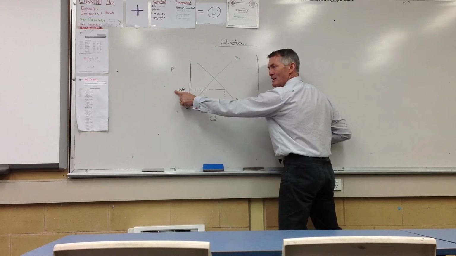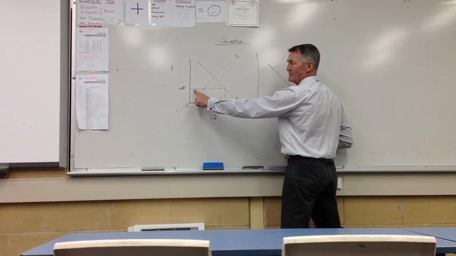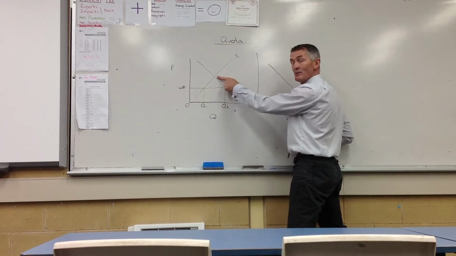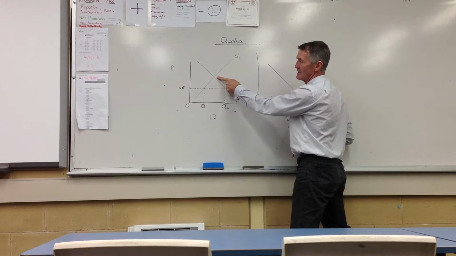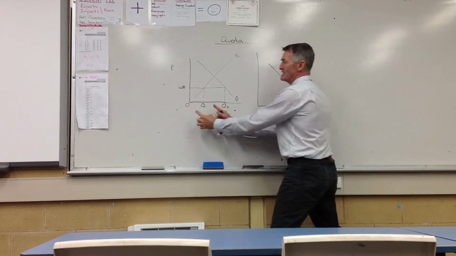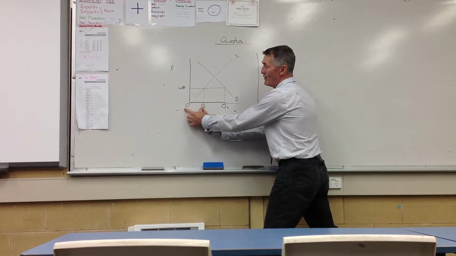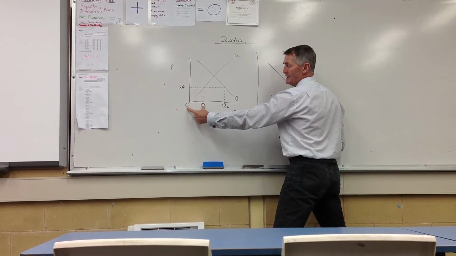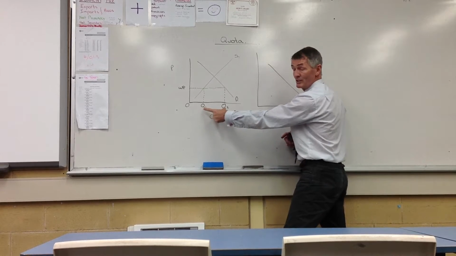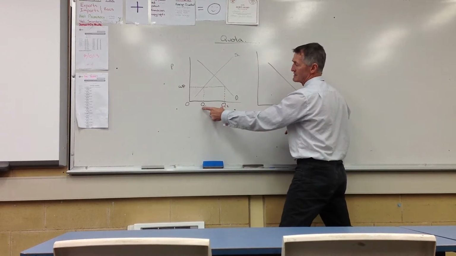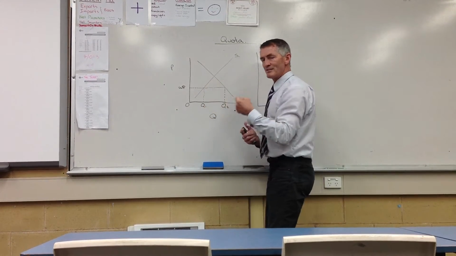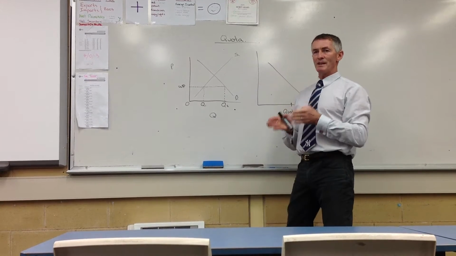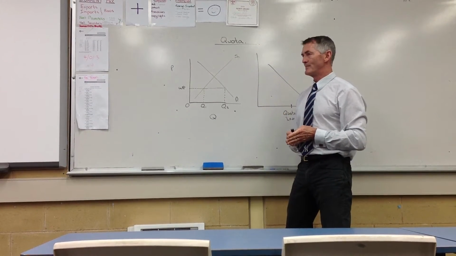Stuff is coming in from overseas at the world price. The world price is below our equilibrium price. Because it's below our equilibrium price, only OQ1 will be produced by domestic suppliers. In this marketplace, Q1, Q2 will be coming in from overseas. The object of the quota is to try and limit the number coming in from overseas.